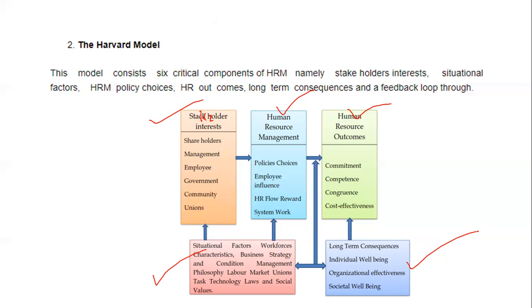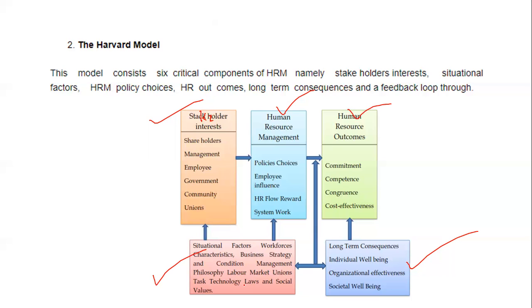Now, the situational factors include your workforce characteristics, the strategy of the business, the labor market, the technology, the social values. So definitely, these are also very important when we are dealing with any organization existing in a particular country with all the situational factors.